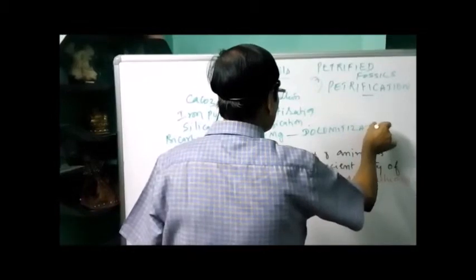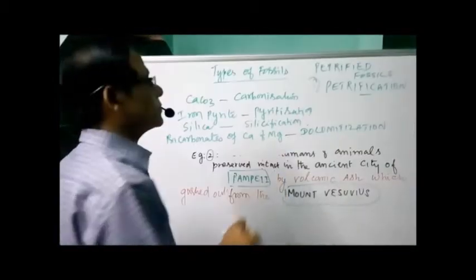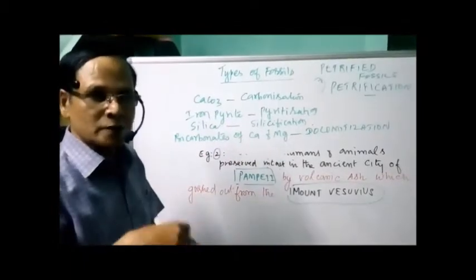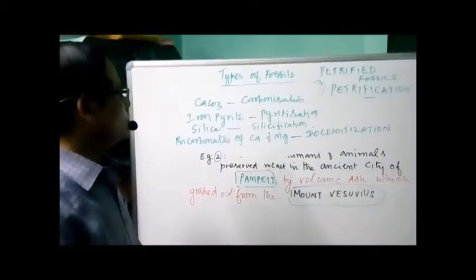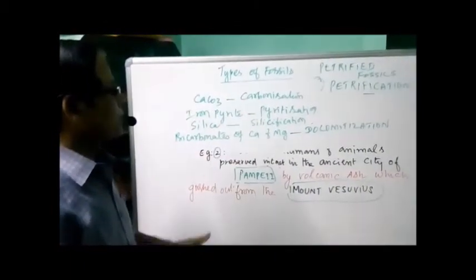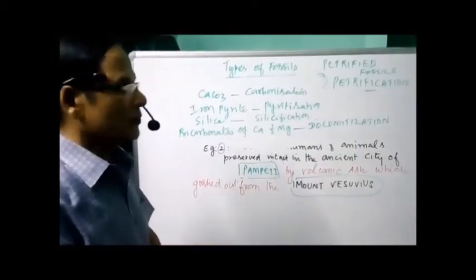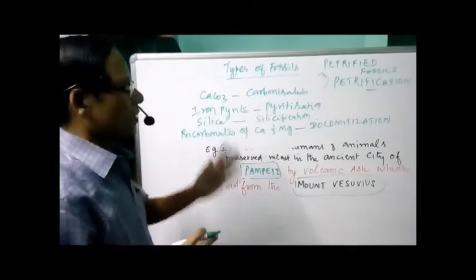Dolomitization. So these are the different methods of petrification based on the nature of the minerals involved in replacing the original body parts. We have carbonization, pyritization, silicification and dolomitization. So that is about what is called petrification.